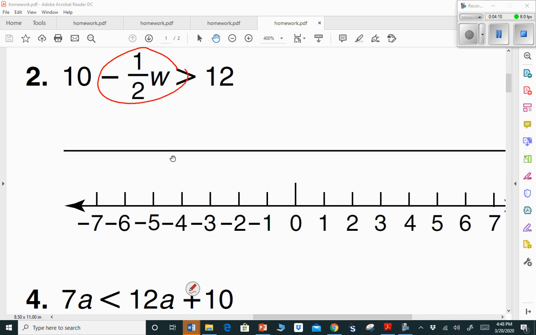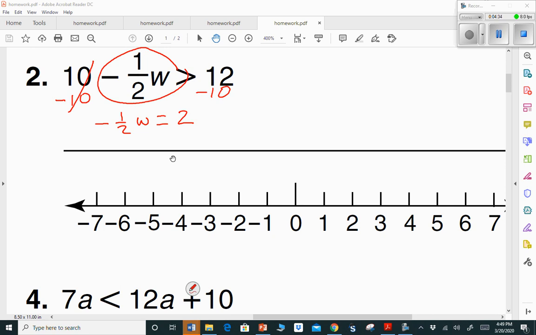To make that 10 go away, we have to subtract 10. 10 minus 10 will equal 0, and that's what we want. If we do that on one side, we have to do that on the other side. So this goes away, leaving us with negative 1/2 W is greater than 2. Don't lose track of that negative.